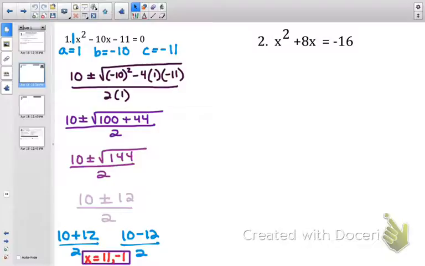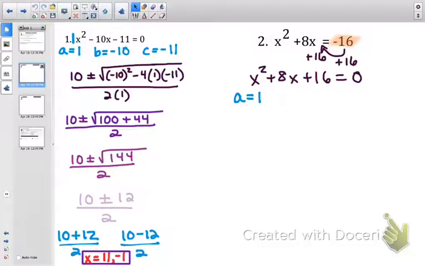All right, let's go ahead and try number 2. The first thing we need to do is realize that we need 0 on the right side. So we're going to add 16 to both sides in order to get 0 on that right side of the equation. I'm going to rewrite it in proper format, and now we're ready for the quadratic formula. Again, we need to identify what our values are. A is 1, B is 8, and C is 16.